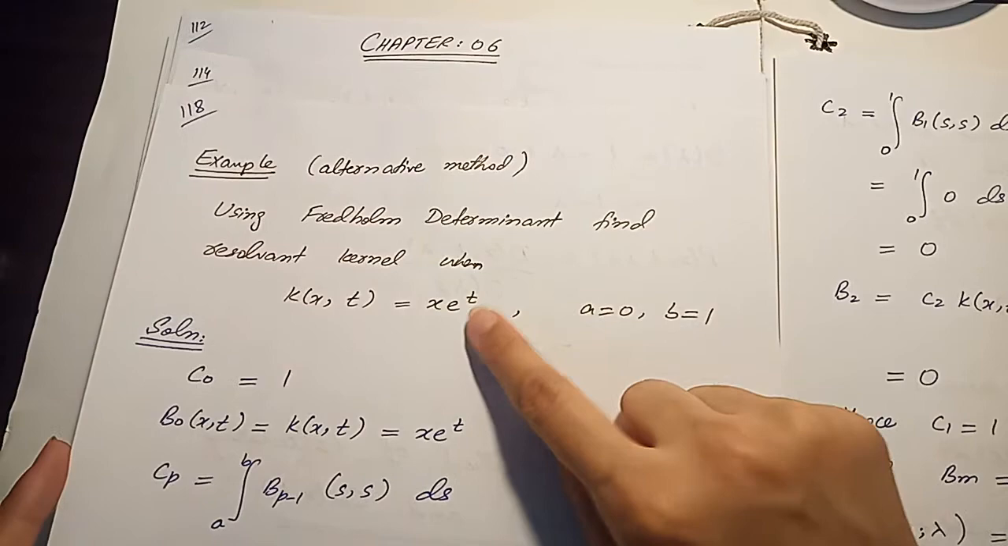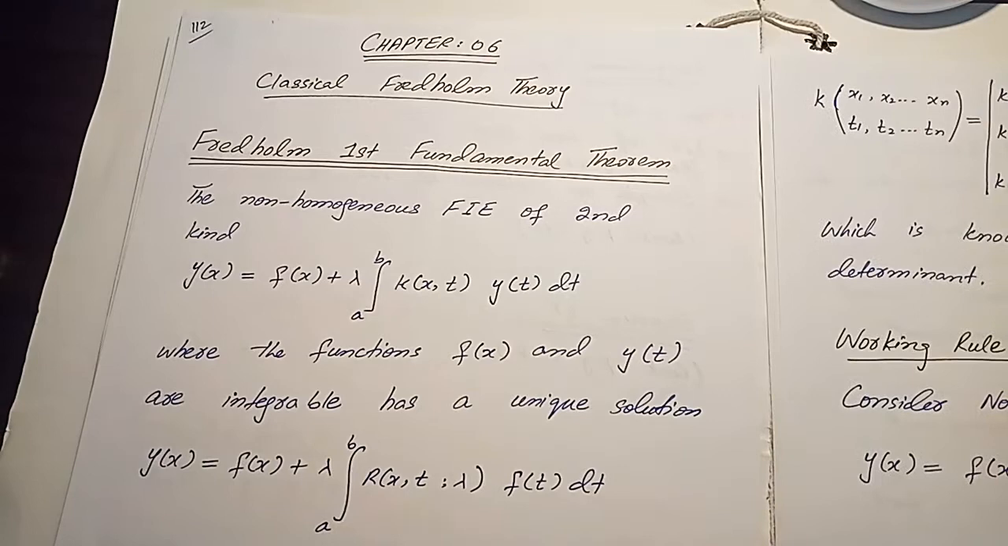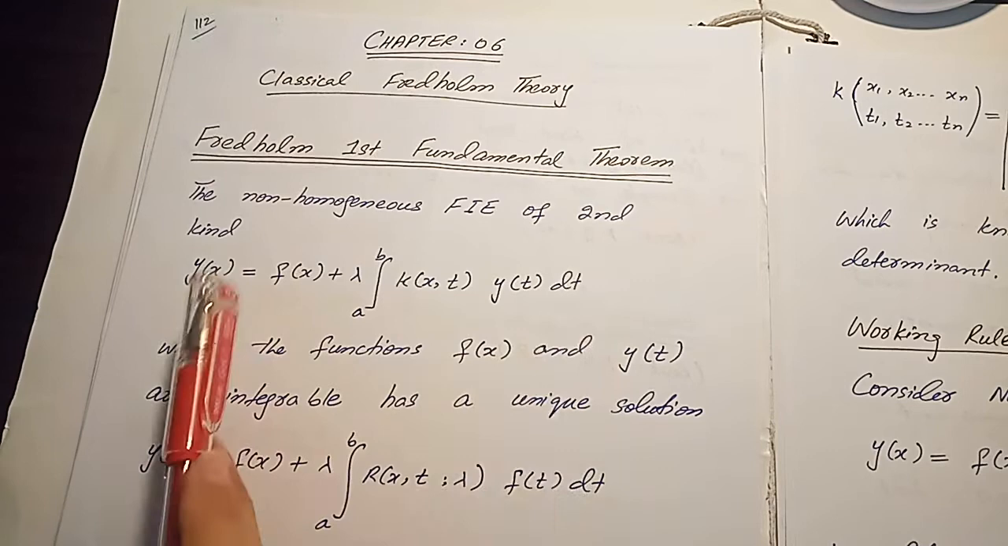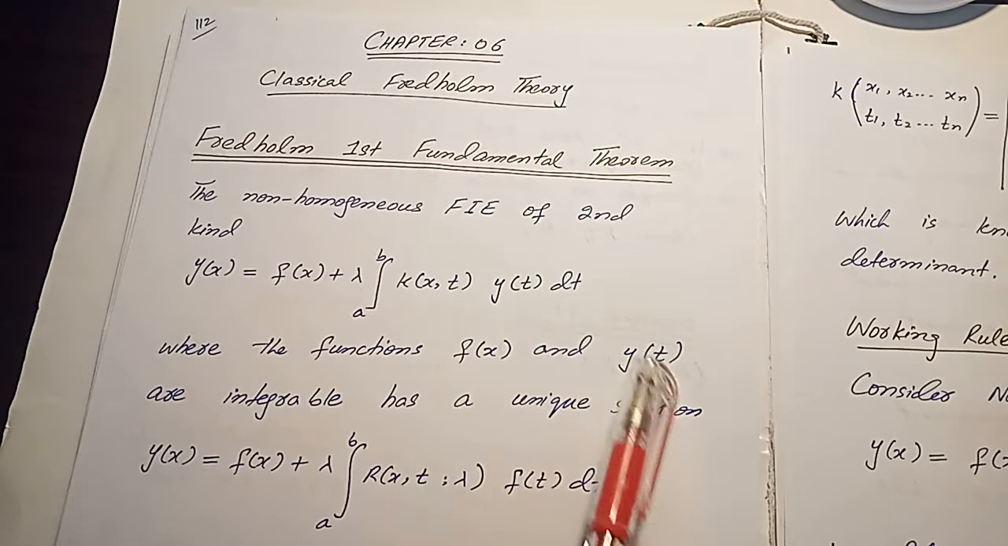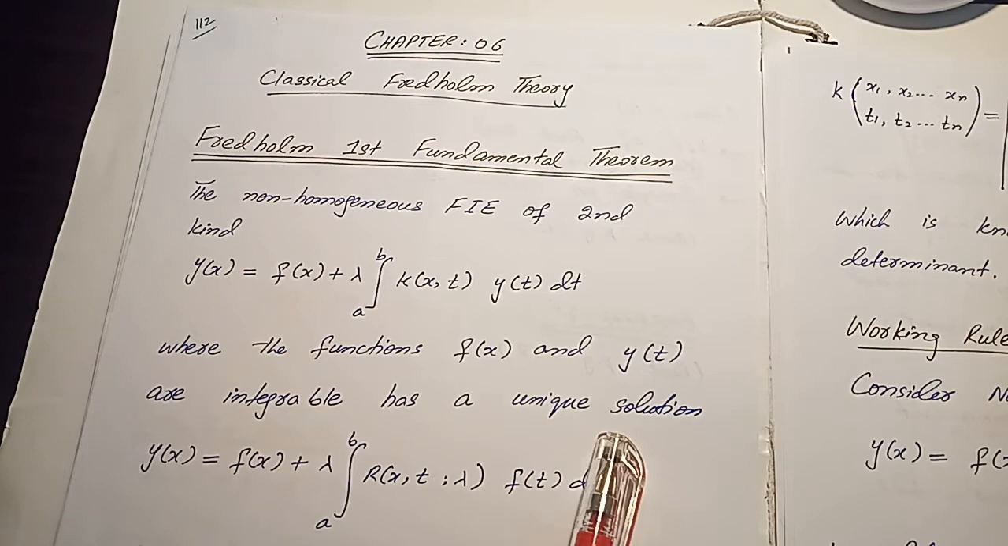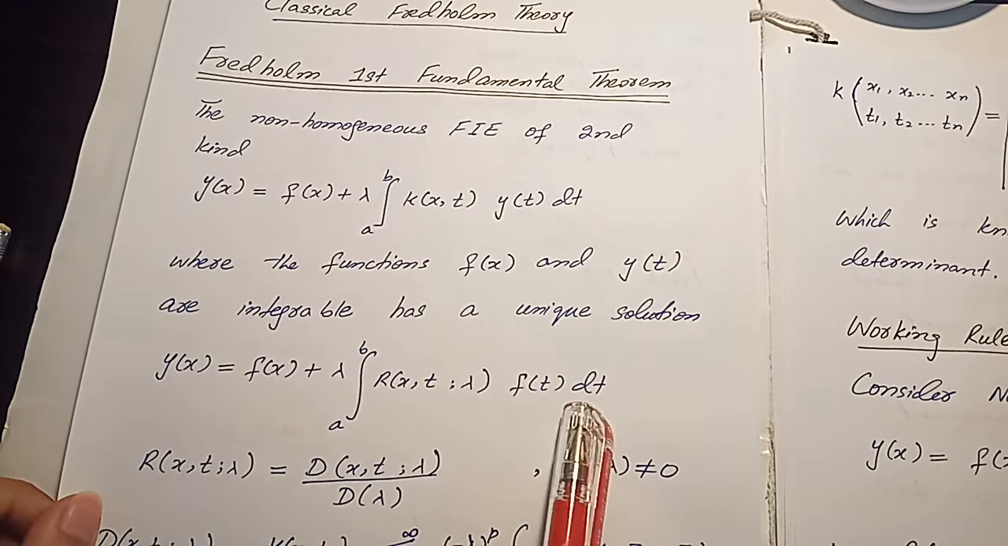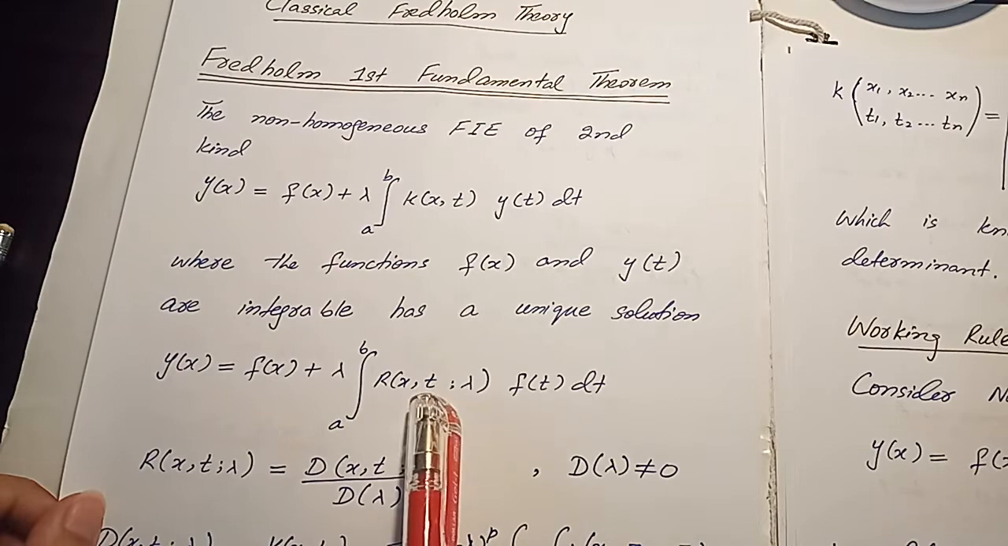But before moving on to that example, you must know what formulas we are going to use. That is the Fredholm first fundamental theorem. Consider the non-homogeneous Fredholm integral equation of the second kind, where the functions f of x and y of t are integrable. It has a unique solution, and the solution is y of x equals f of x plus lambda, integration from a to b, resolvent kernel times f of t dt. So our main purpose is finding the resolvent kernel. Once we find it, we can use its value here and get the solution.